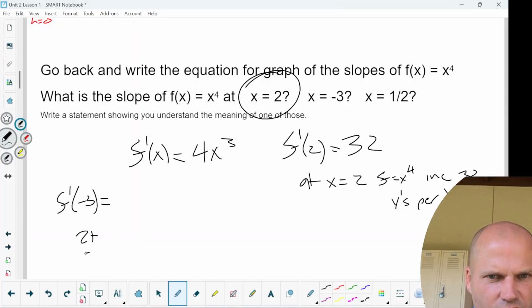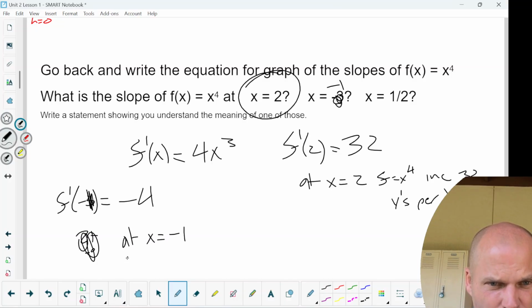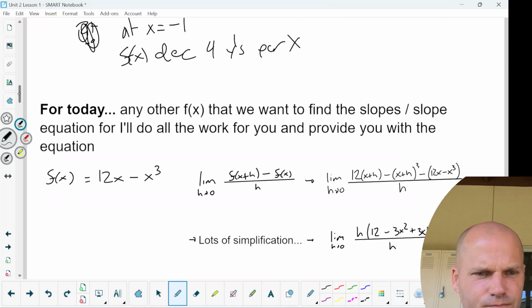27 times negative 9. Ooh, no. Change that negative 3 to a negative 1. Negative 4 at x equals negative 1. X to the fourth is decreasing 4 y per x. Cool?